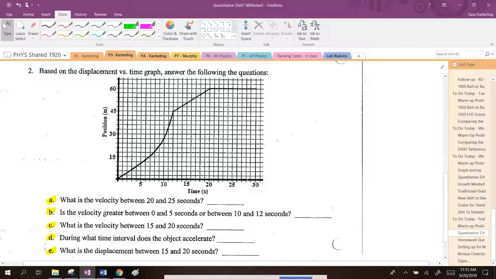So Anna, Erica, Alex, what'd you guys get for? So this, I have to pay close attention here. This is a displacement versus time graph. It's different, isn't it? We have to make sure to remember that and pay attention to what kind of graph we have. What is the velocity between 20 and 25 seconds? What'd you guys say? 0 meters per second. How did you get that?